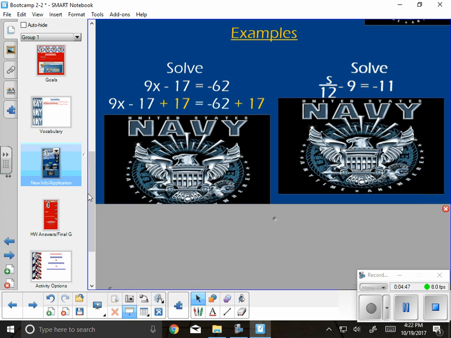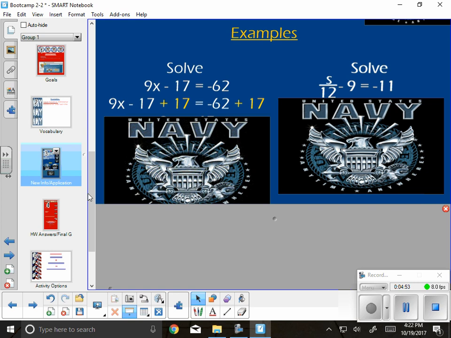This is going to sound very, very repetitive, but what you do to one side, you have to do to the other. So from there, that's going to cancel out the negative 17 and positive 17.